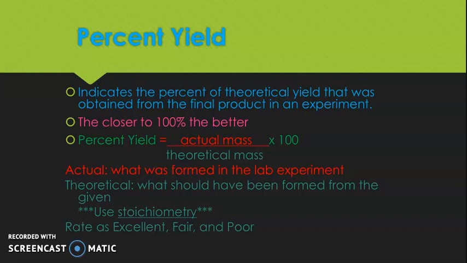Fair will be anything 50% to 90%. So anything that's above, you got more than half, like it made at least more than half of what you should have made. That would be fair, anything all the way up to 90. And then poor will be anything 49% and below. You guys can write that down somewhere so you can remember. Your excellent is 90% and above, fair 50 to 90%, and poor anything below 50%.